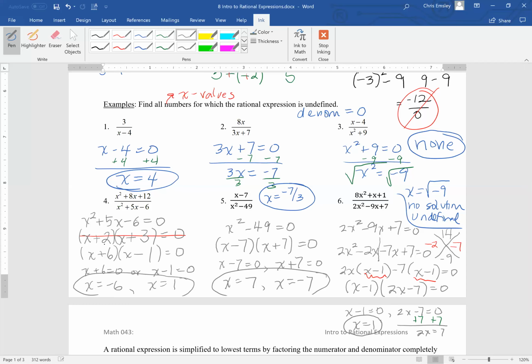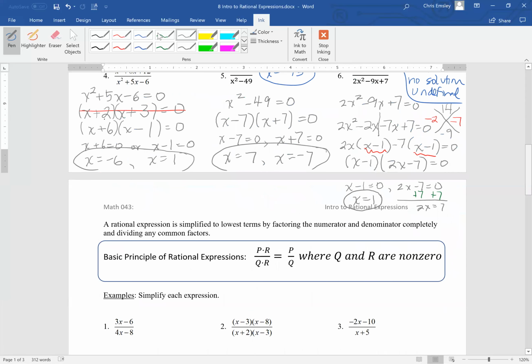I'm going to scroll down because I'm running out of room, sorry. And then we'll divide both sides by 2. And that means x is 7/2. So for that last example, number 6, there are two x values that would give us an undefined rational expression, x equals 1 and x equals 7/2.